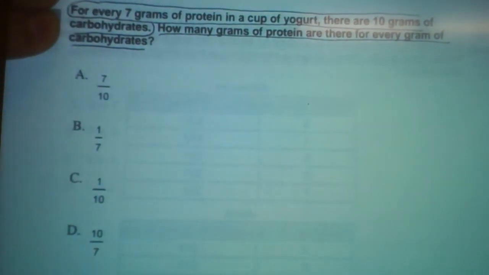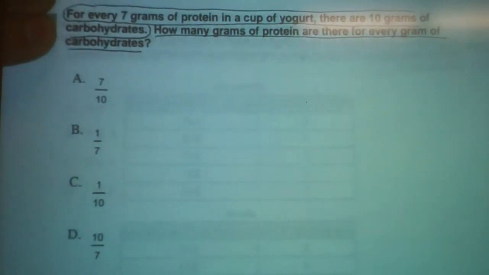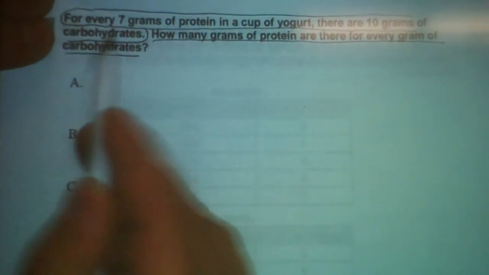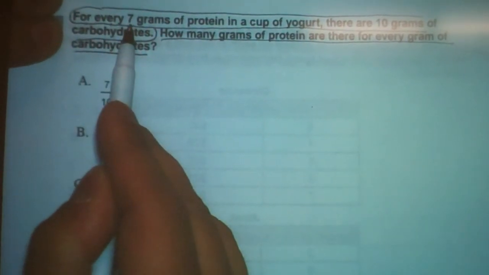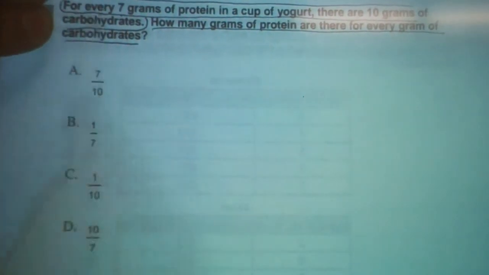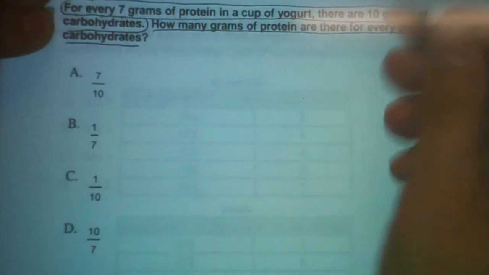So, I see the word "every." I actually see "every" two times. I see it here, but there's a number afterwards, so I'm not going to circle this one. But I will circle here.